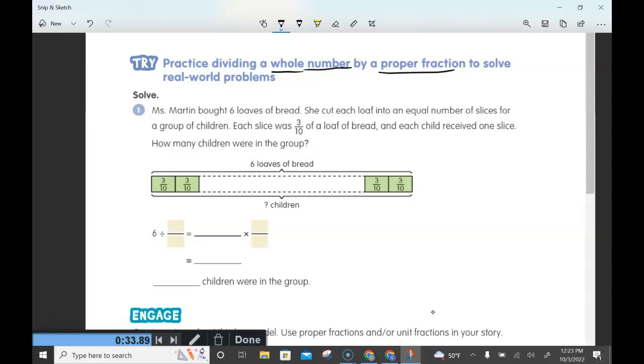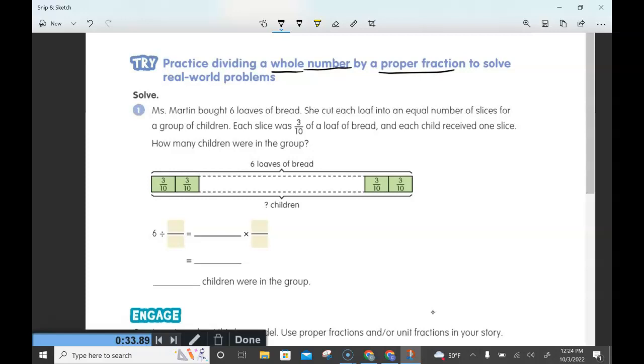So it says Miss Martin bought 6 loaves of bread. Why would you ever buy 6 loaves of bread at a grocery store at one time? Apparently she's feeding a number of people, or apparently we just need it for a math lesson. So 6 loaves of bread. She cut each loaf in an equal number of slices for a group of children. Each slice was 3/10 of a loaf of bread, and each child received 1 slice. How many children were in the group?